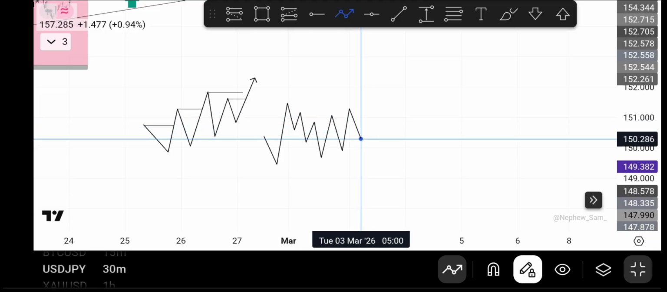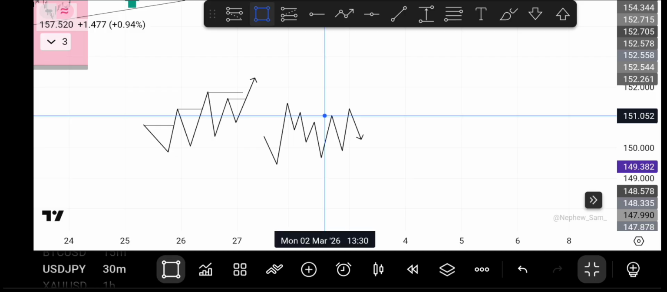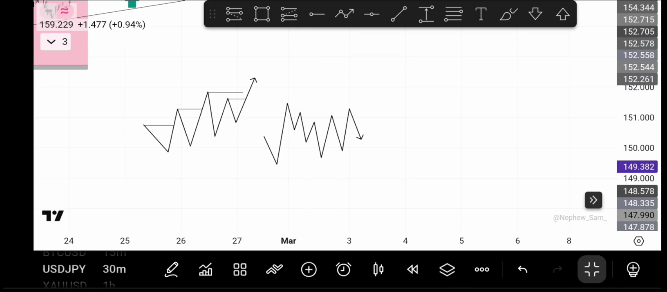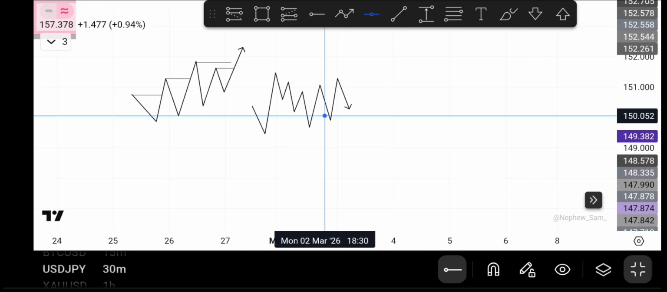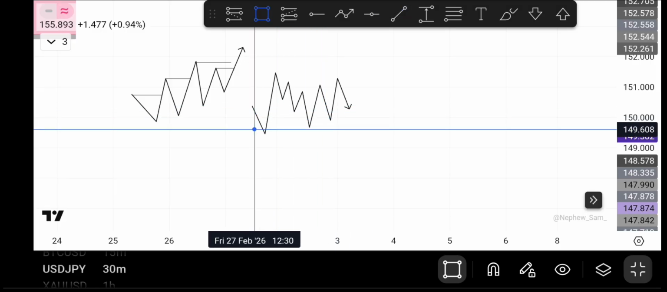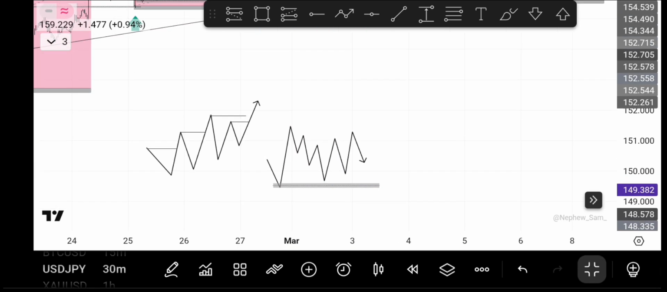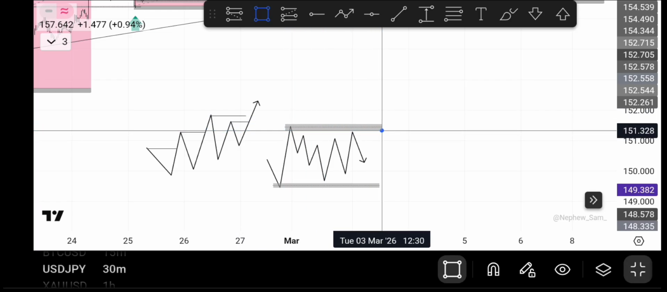Now, let me put the stop here. This right here is a key level. Yeah, these are the key level. Learn to know how to spot the key level.